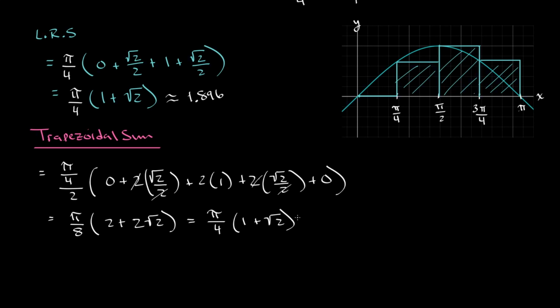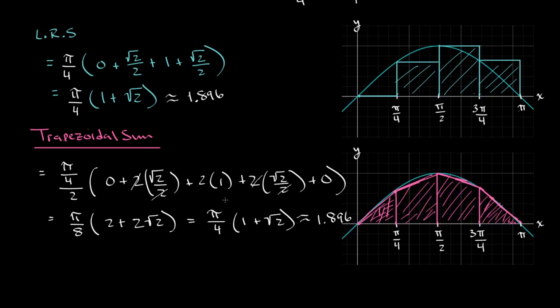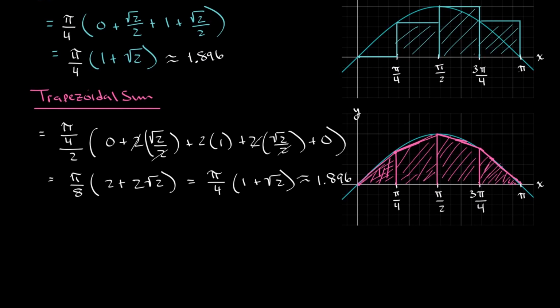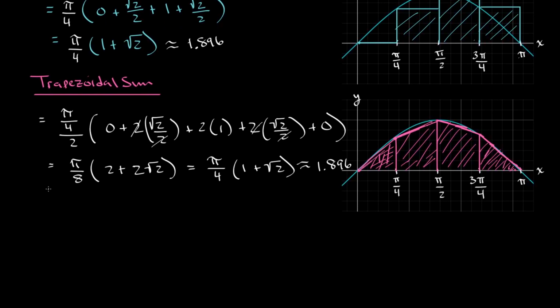So we already know that this is going to be approximately 1.896. And graphing this out, that looks like this here. All right, so we've got two of these down. We have a left Riemann sum and a trapezoidal sum. Now we're going to take Simpson's rule. Let's figure out what Simpson's rule brings to the table.